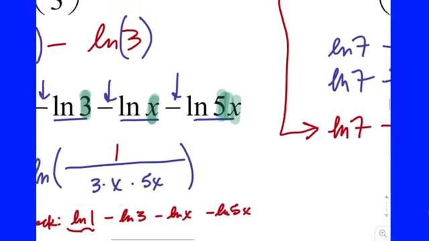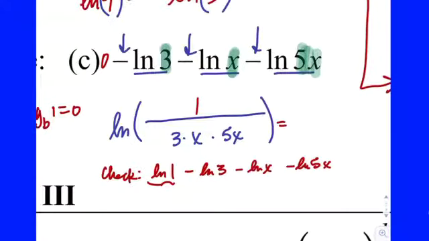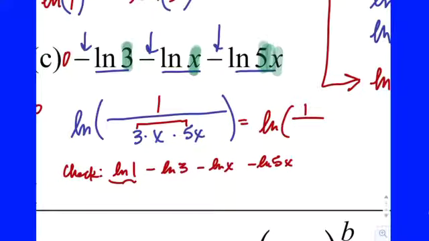So now that we condense, we can go ahead and combine like factors since it wasn't fully expanded. That'll be the natural log then of 1 over, and you can multiply like factors together. So 3 times 5 is 15, and x times x is x squared. So that would be the simplified condensed version.